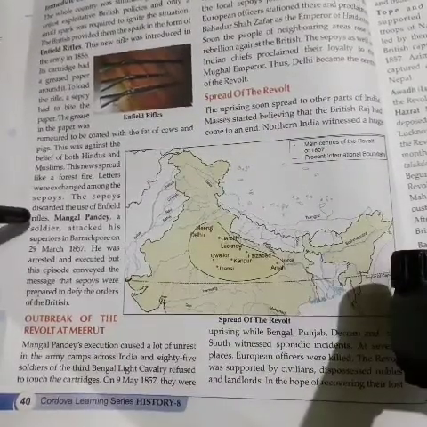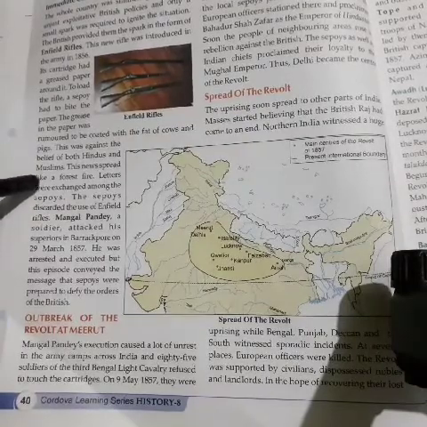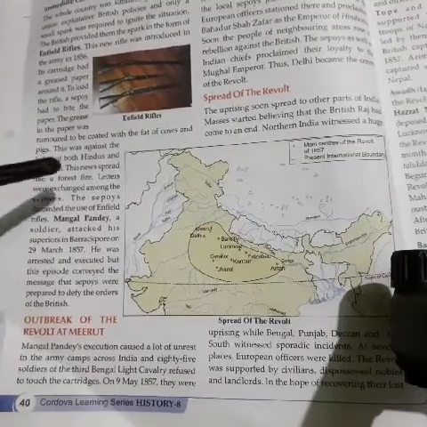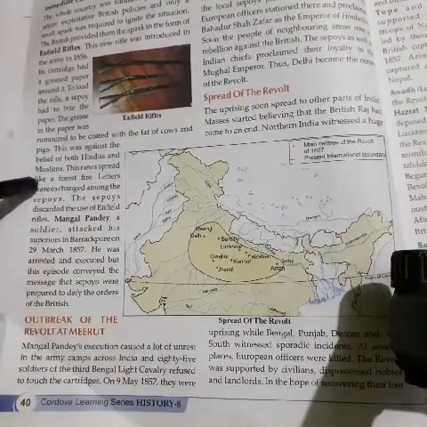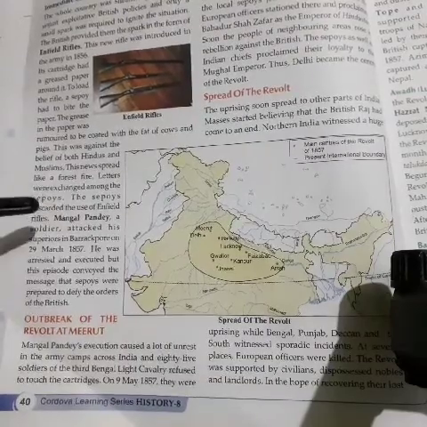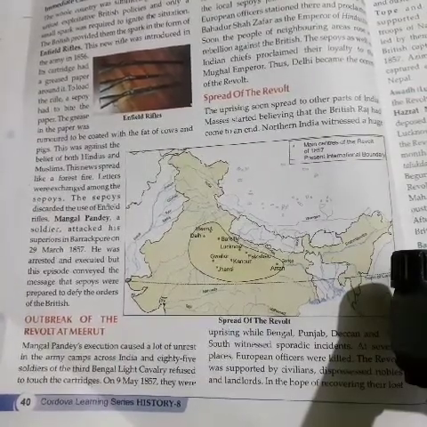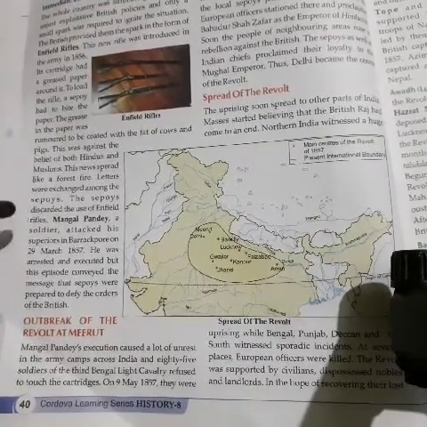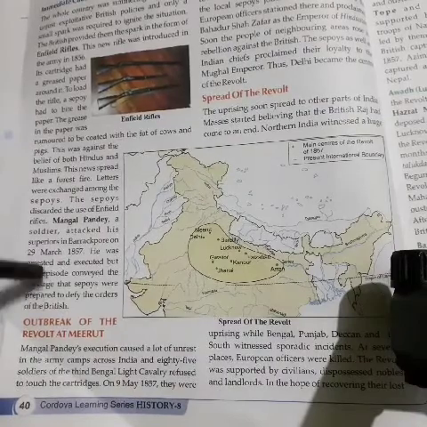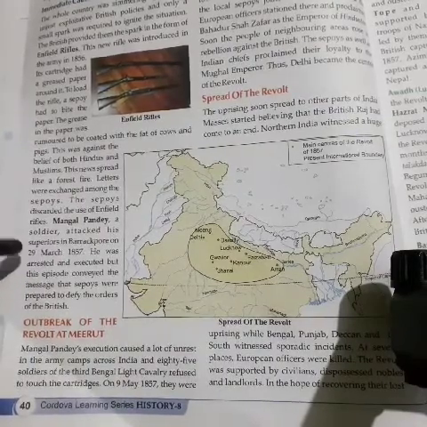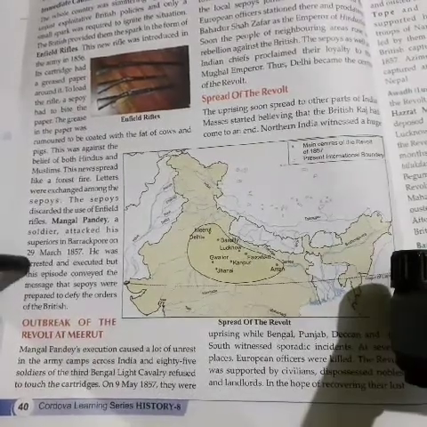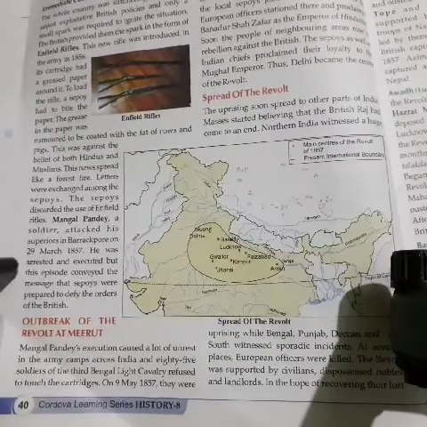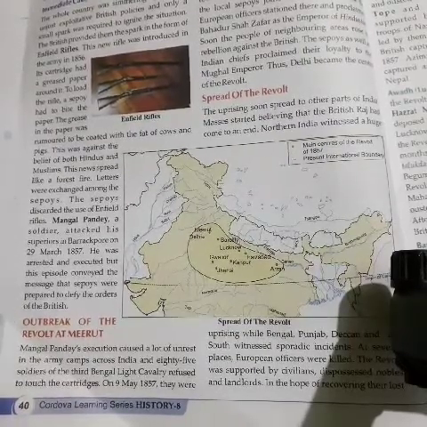This was not acceptable to the Hindus and the Muslims. The news of this cartridge spread like a forest fire. Later on, letters were exchanged among the sepoys, and the sepoys discarded the use of Enfield rifles. Mangal Pandey, a soldier, attacked his superiors because of this in Barrackpore, and this was the time when the spark actually started. This is known as the immediate cause.